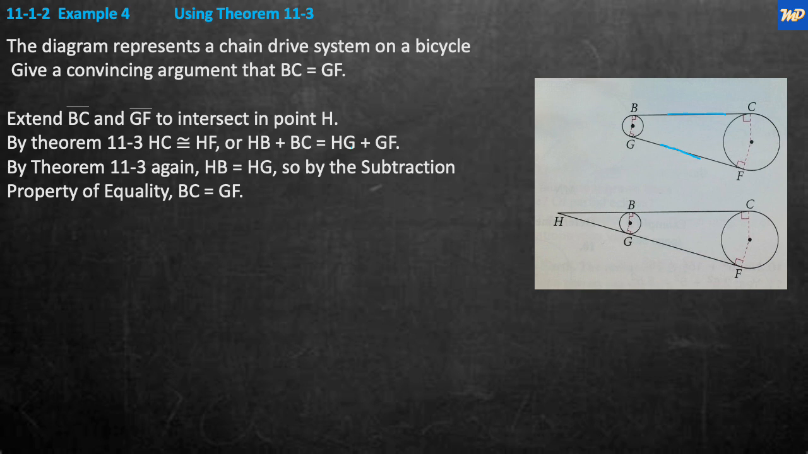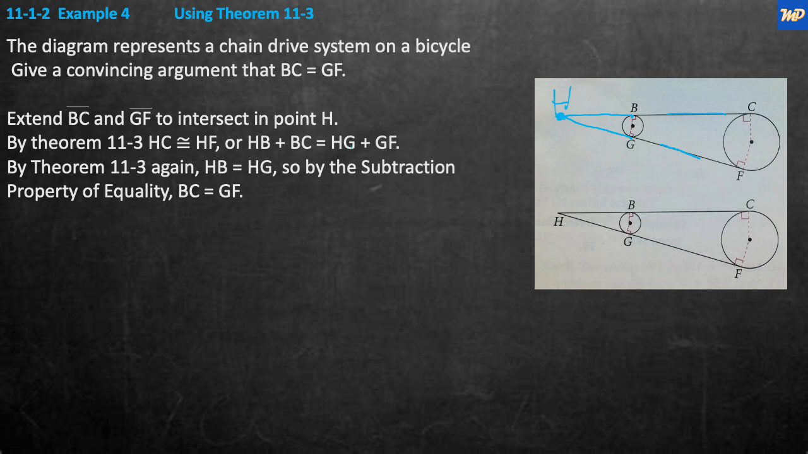Well, let's see. It says here, extend BC and GF to intersect at point H. So what they want us to do is take BC and extend it out, and take GF and extend it out. And when they do, they're going to intersect at some point H. Here's the diagram below. That's what they've talked about doing. So now they've extended them out. It's the same line extended out.